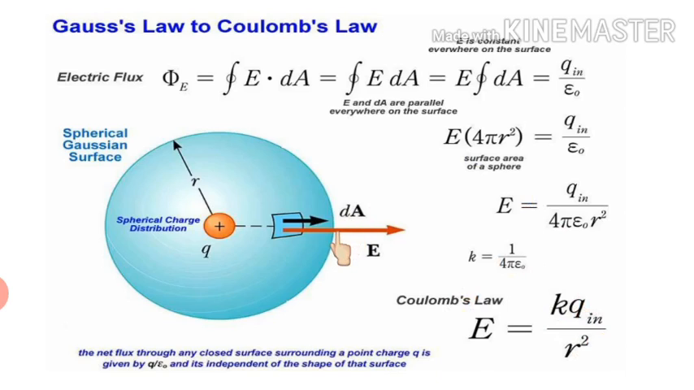And suppose a test charge Q0 is placed over here. How much force will act between them? It will be 1 upon 4 pi epsilon naught times Q Q0 upon r square. And what's that? It is Coulomb's law. So this is how we have derived Coulomb's law with the help of Gauss law.